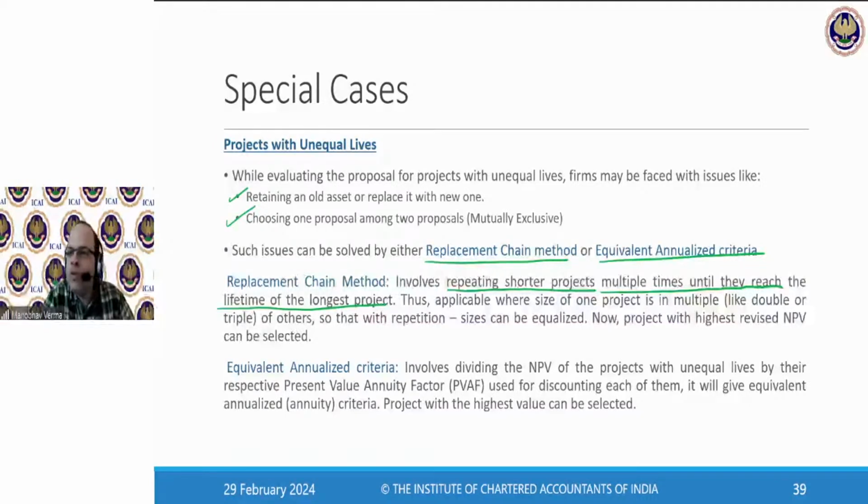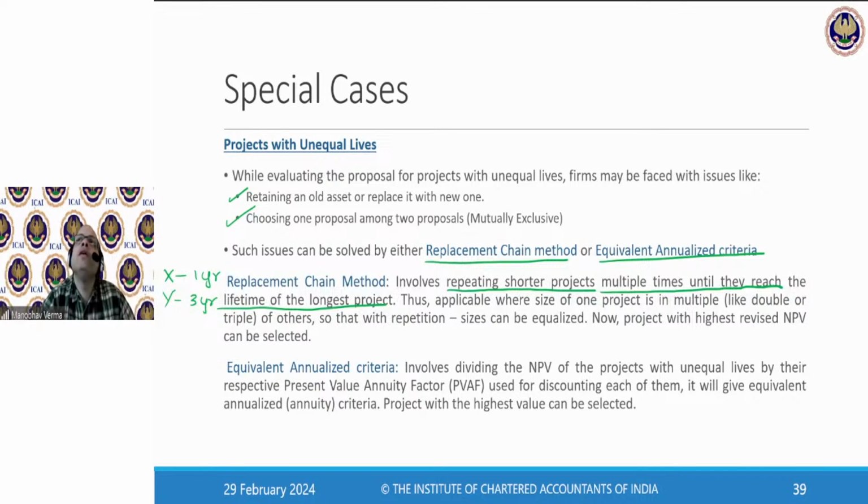Obviously, it is an assumption also. Let's say project X is of 1 year, project Y is of 3 years. If you have to compare the two projects, you have to repeat project X three times and do project Y one time. But my question is, will project X be available after the first year again? That's an assumption here. Similar opportunities can come again and again, you can say that. So we repeat the shorter projects until they reach the lifetime.